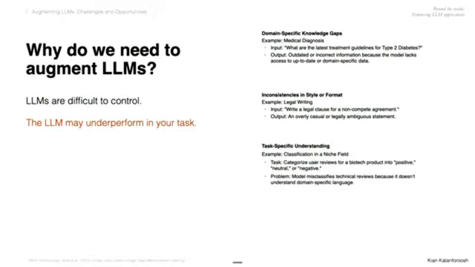And then, task-specific understanding, such as doing a classification on a niche field. Here, I pulled an example where, let's say a biotech product is trying to use an LLM to categorize user reviews into positive, neutral, or negative.